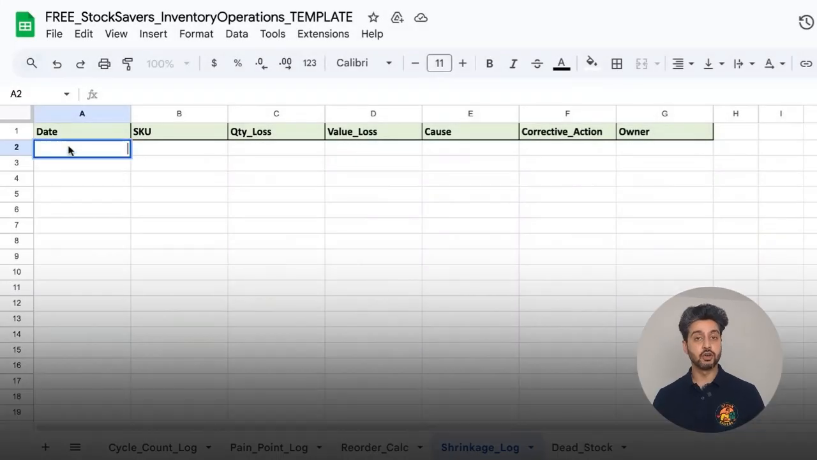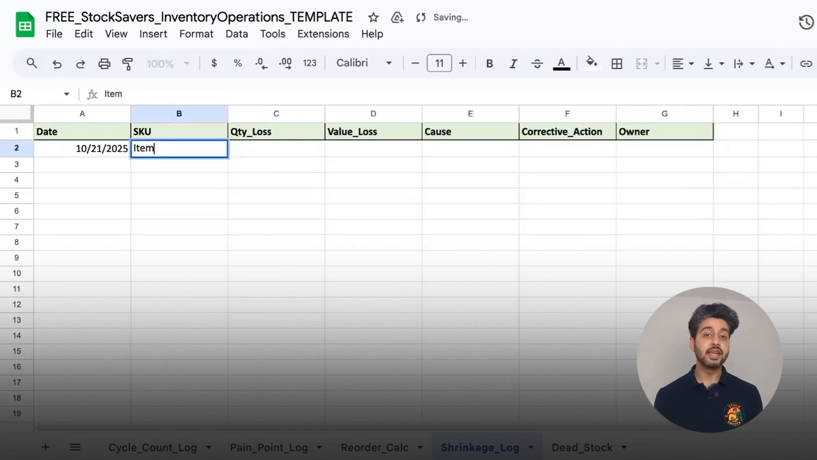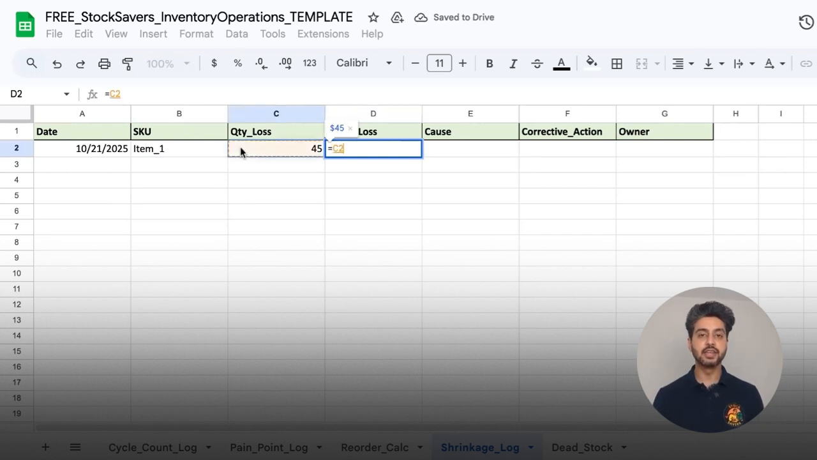Then there's the shrinkage log. This is where you track losses, damaged goods, theft, or errors that lead to missing stock. Most business owners ignore this, but it's actually one of the biggest hidden costs. Every item lost is money straight off your bottom line.